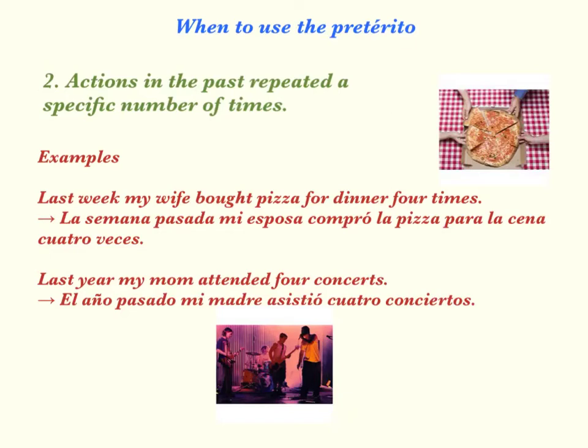Last year, my mom attended 4 concerts. El año pasado, mi madre asistió 4 conciertos. She attended, asistió, because it was a specific number of times, a specific event, we use the preterito. That's rule number 2. Let's move on to rule number 3.